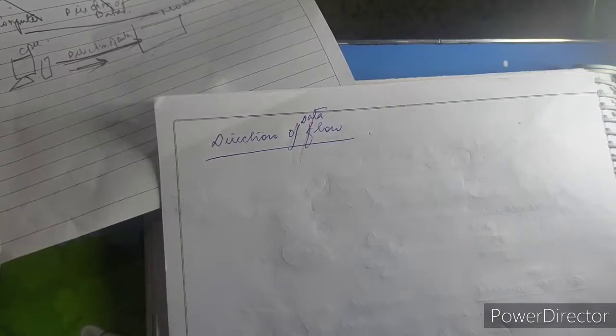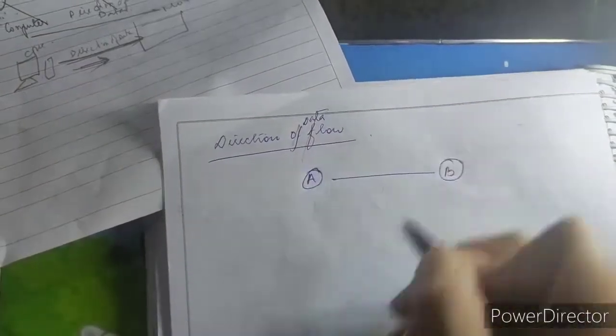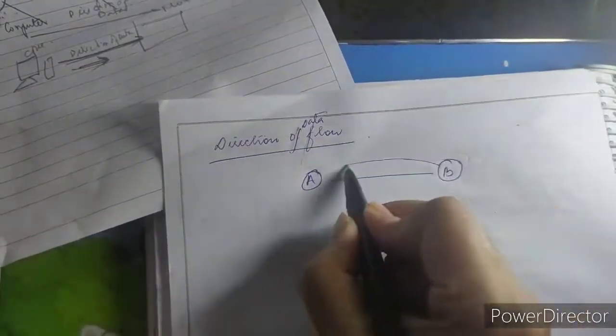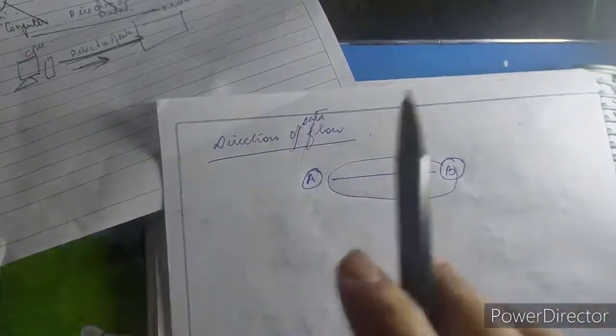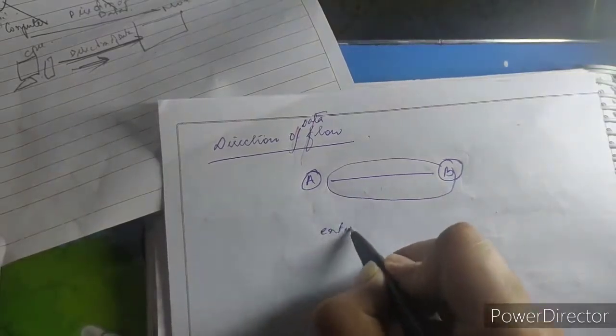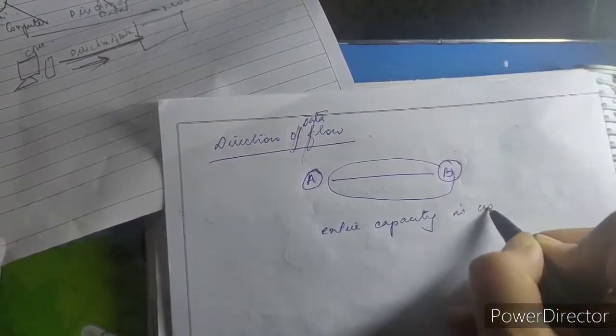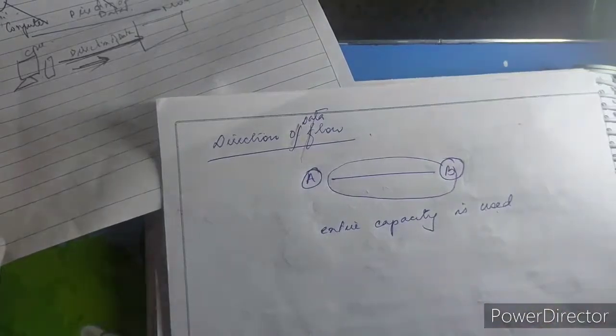Another point is the entire capacity of a channel. So if A and B are communicating, the entire capacity of the channel will be used to send the data in only one direction. So the entire capacity is used to transmit the data in one direction. All right, so this is simplex mode.